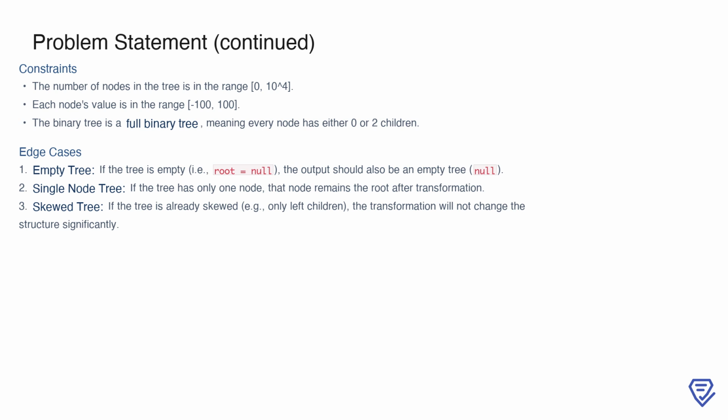To summarize, the problem comes with specific constraints that guide the transformation process. The binary tree will always be a full binary tree, meaning every node has either 0 or 2 children. The number of nodes in the tree can range from 0 to 10,000, and each node's value will be between -100 and 100. When considering edge cases, an empty tree remains empty after the transformation. Similarly, a single-node tree will remain unchanged since there are no children to rearrange. For trees that are already skewed, such as those with only left children, the transformation will not significantly alter the structure. These constraints and edge cases help to clarify how the function should behave in all scenarios.